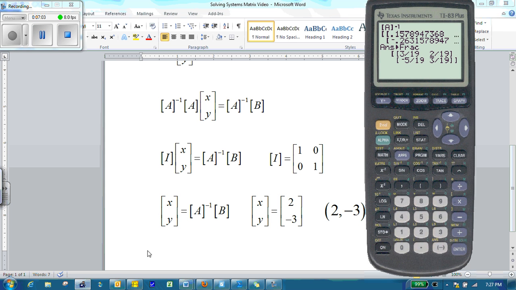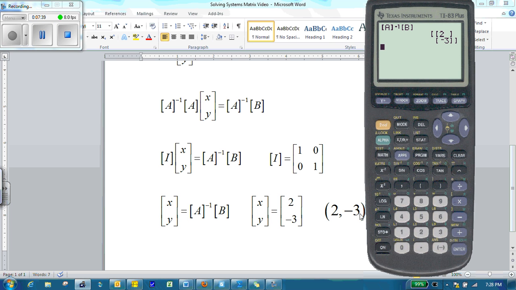So going back to our calculator, we're all set up here. I'm going to delete that, and we're just going to enter exactly what we see here. So we're going to go back to matrix. We're going to name matrix A, but we want its inverse, so then we hit the x to the negative first key. And then we could hit times, but it's unnecessary. We're just going to go right back to matrix, and this time we're going to name matrix B. And we're going to hit enter. And sure enough, the solution is 2, negative 3.